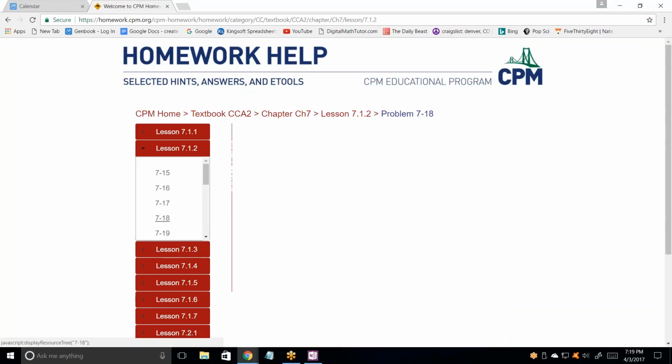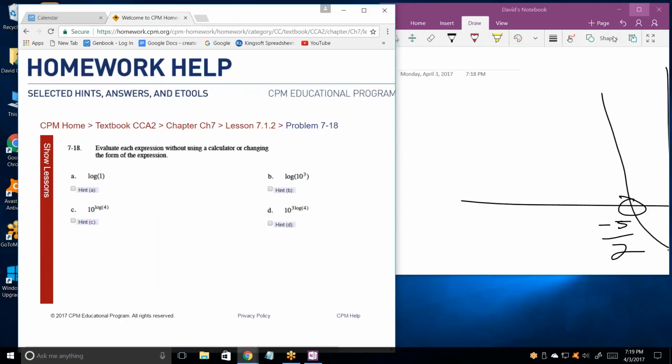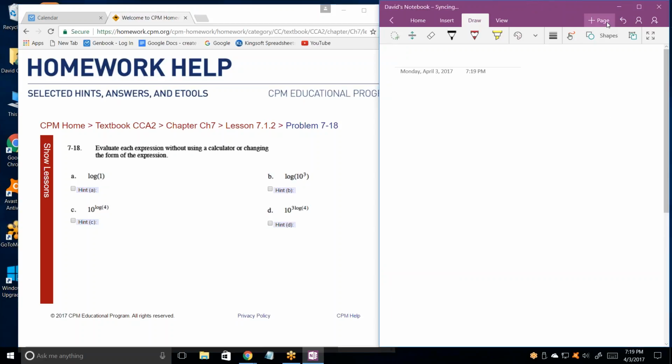All right, I think I understand now. No calculator. What's the log of 1 equal to? First of all, what's the base of this? 10. Okay. What is that equal to?